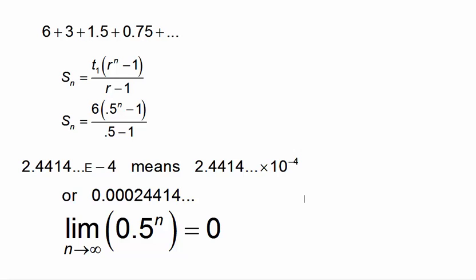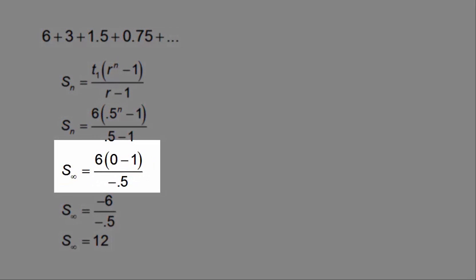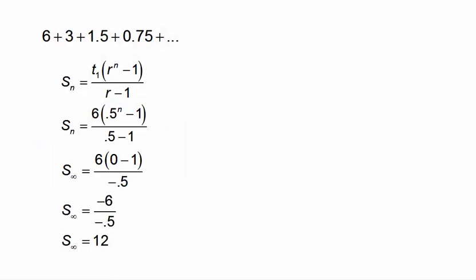So if we take this back into the formula, let's see what happens. Taking that back into the formula now, we can replace n with infinity, and since 0.5 to the power of n as n approaches infinity is equal to 0, we've got 6 times negative 1, which is negative 6 over negative 5. And if you check on your calculator, it's just 12.